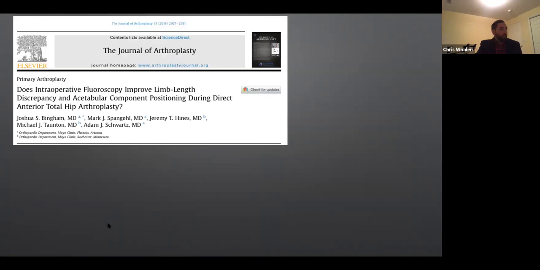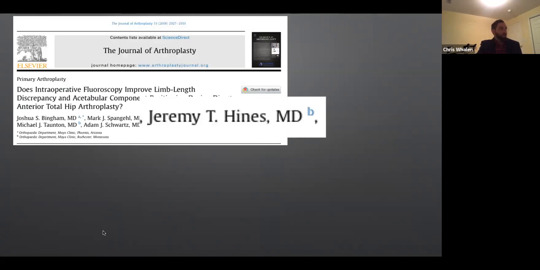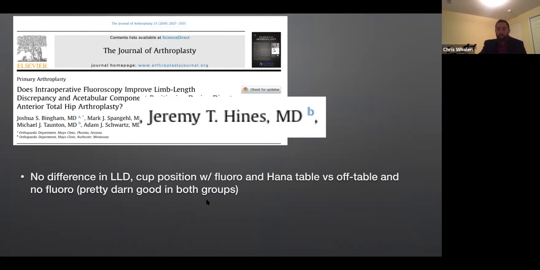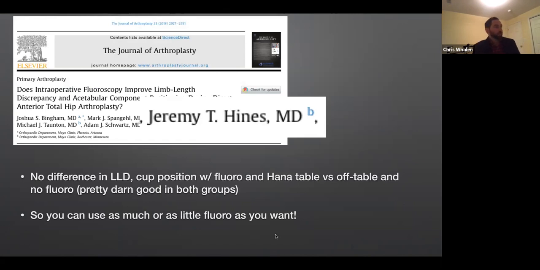This was a paper out of the Mayo Clinic. Jeremy himself was on this one, looking at 2 different ways of doing the anterior, so on table with fluoro, off table without fluoro. And they found the results were great in both groups, but no different. So you can really use as much or as little fluoro as you want. And I think that's extremely beneficial, especially during that learning curve.